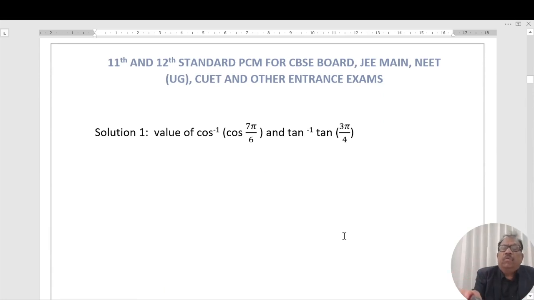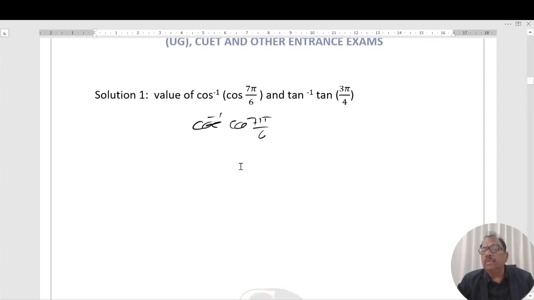Because we have to find the value of cos of inverse cos 7 pi by 6.